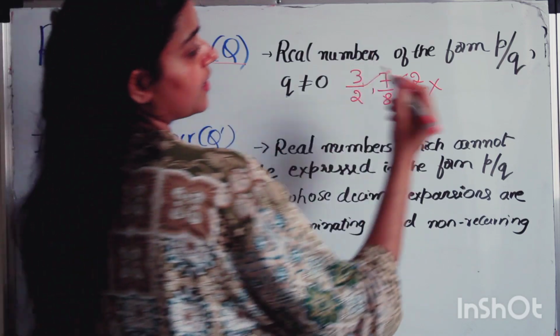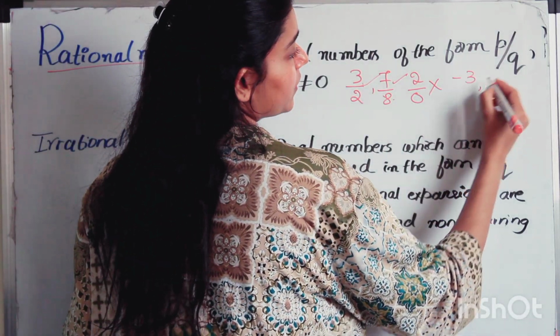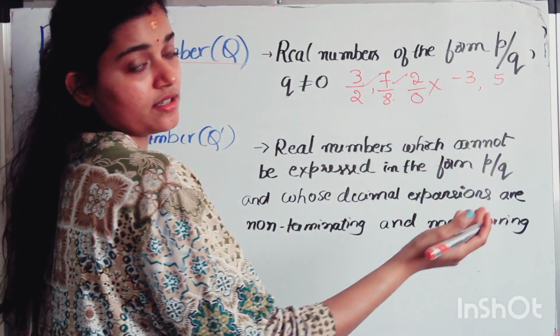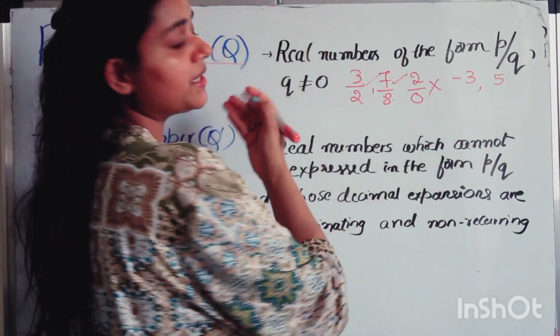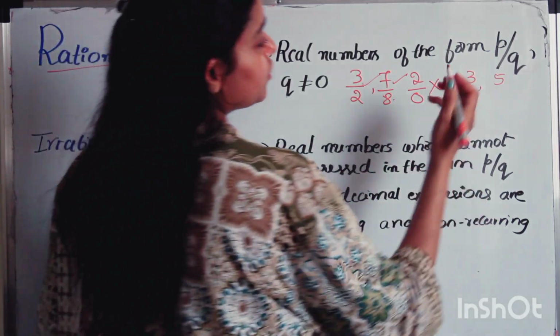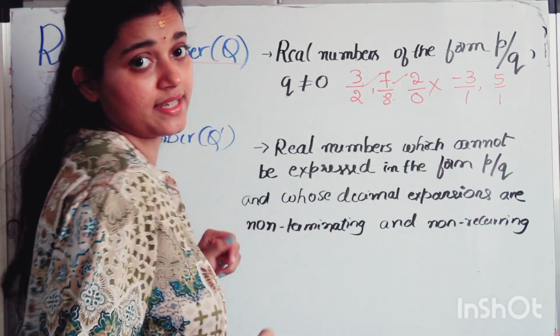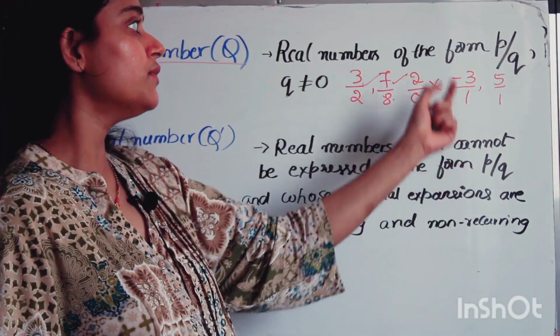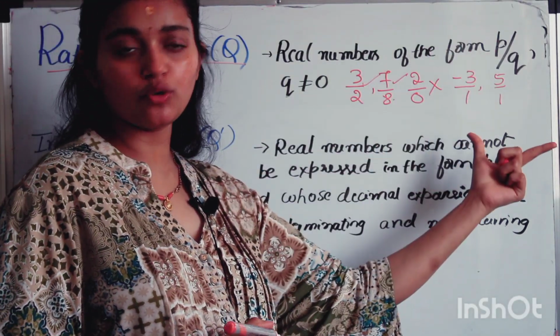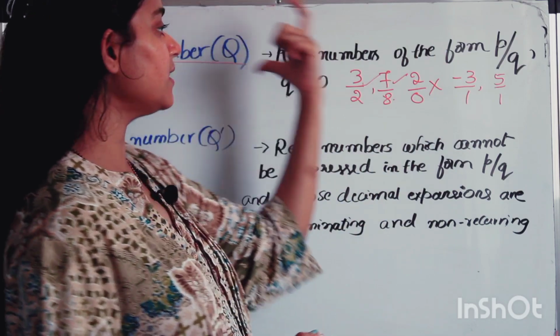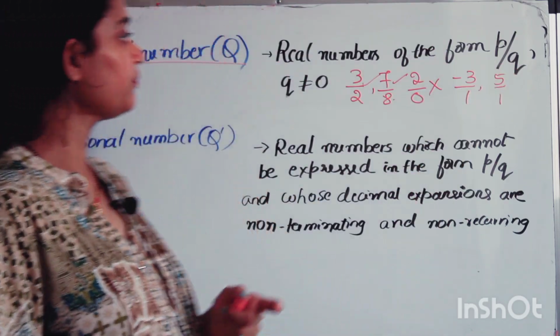Some integers like -3 and 5, these are all integers. How can you represent them as rational numbers? -3 by 1, 5 by 1. You can write -3 as -3 by 1, which is in the form of p by q. So that can be represented as a rational number.